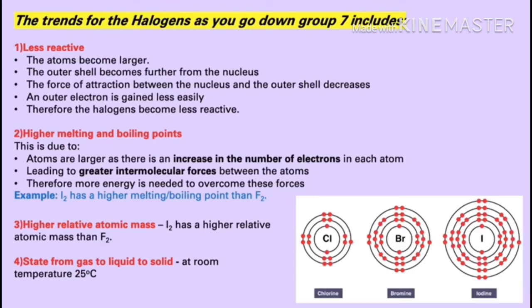Here in Group 7, we talk about an electron being gained, whereas in Group 1, we spoke about an electron being lost. This is because Group 1 are metals and Group 7 are nonmetals.